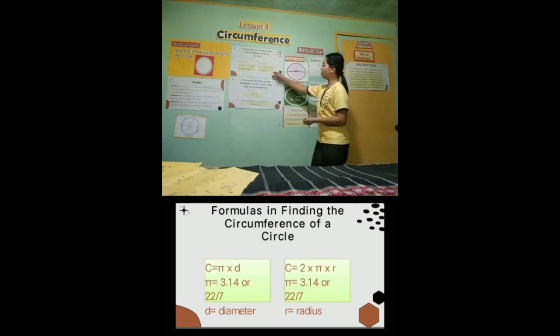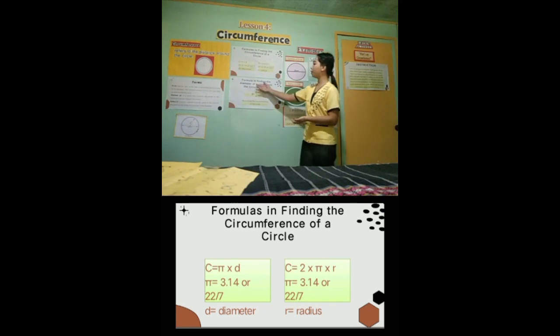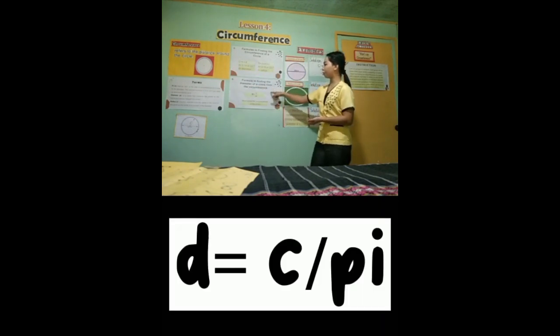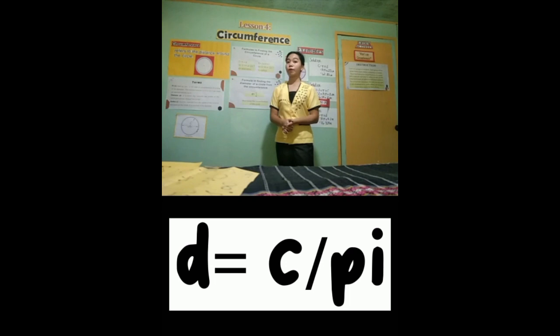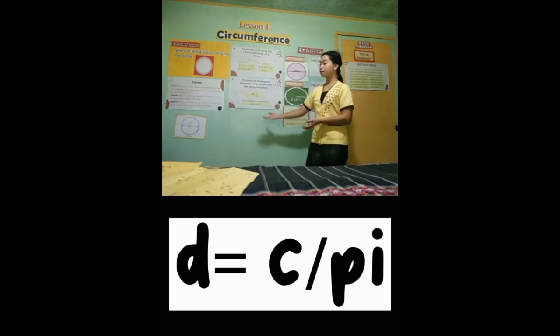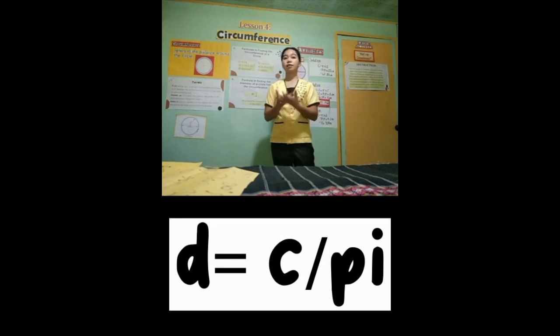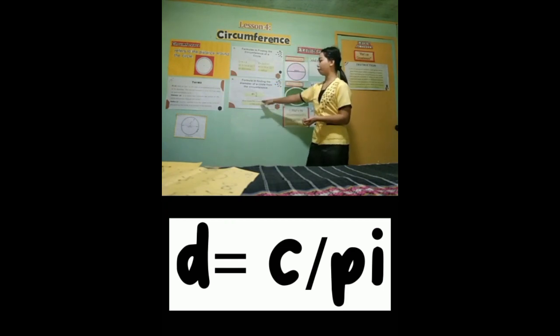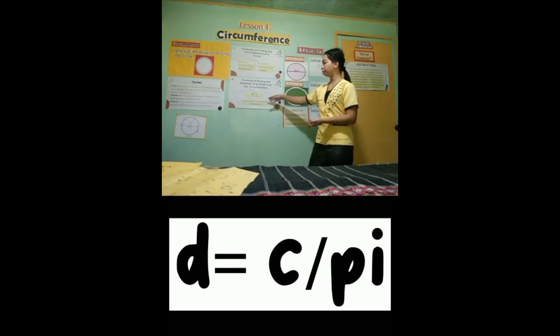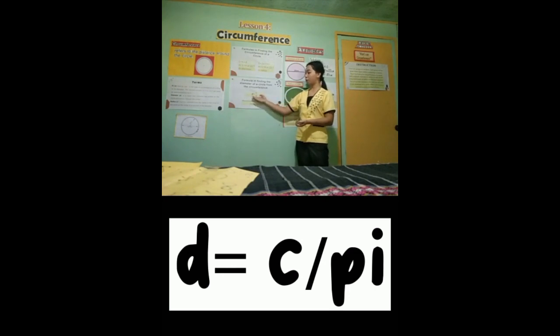Alright, very good. So we also have here the formula for finding the diameter of a circle from the circumference. To find the diameter, we must first know the circumference of the circle. So the formula that we are going to use is diameter is equal to circumference divided by pi.